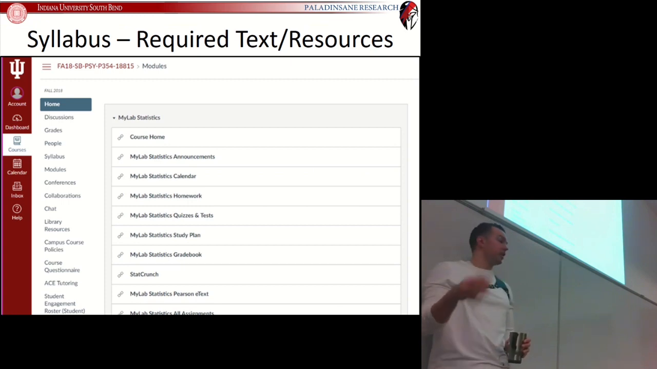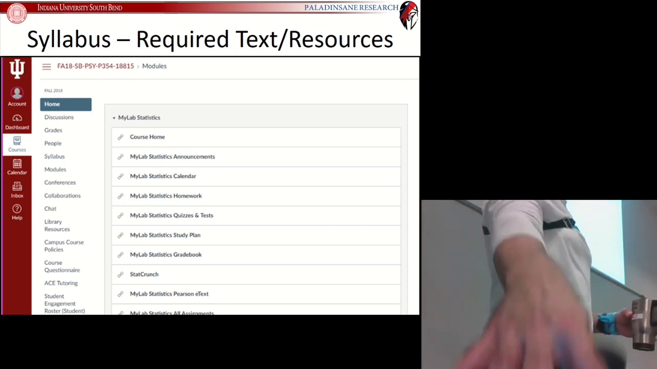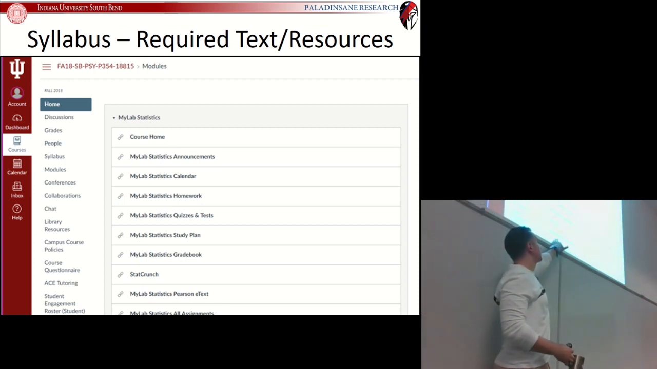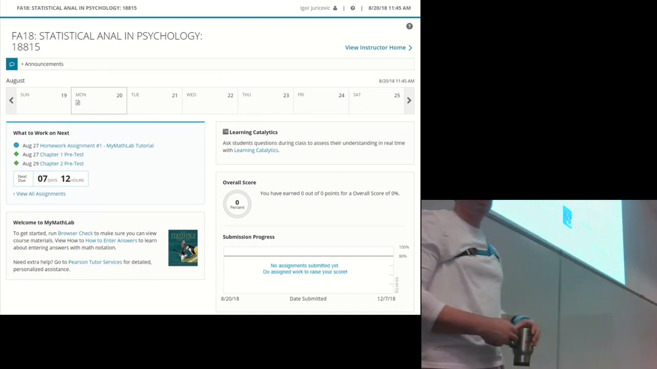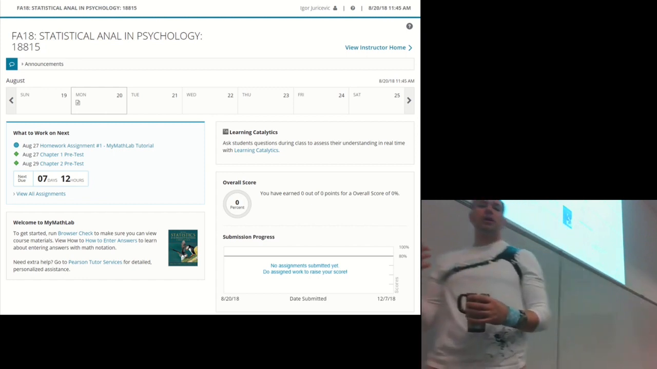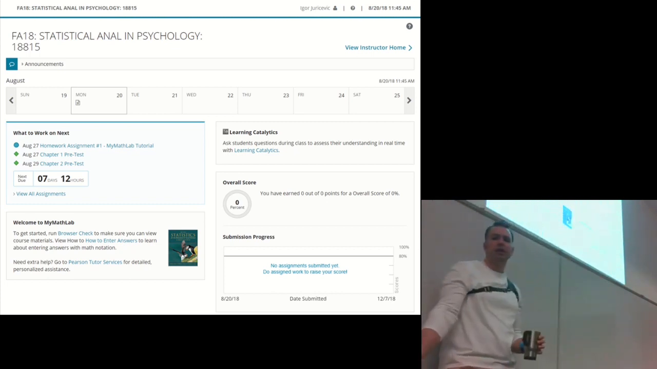So your textbook is available through Canvas. You just simply log in, and you'll see the MyLab Statistics modules there. The one here, where is it? MyLab Statistics Pearson eText. This is where you go to your textbook where you can do your readings. And also in MyLab, you will have your homework, your pre-test, your post-test. Most of your assignments are going to be done through MyLab. So we'll talk about that in the second hour of today.